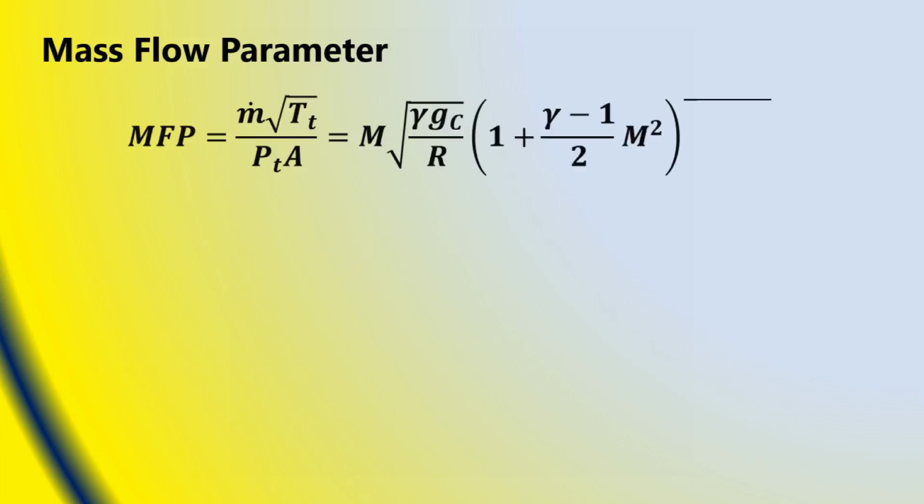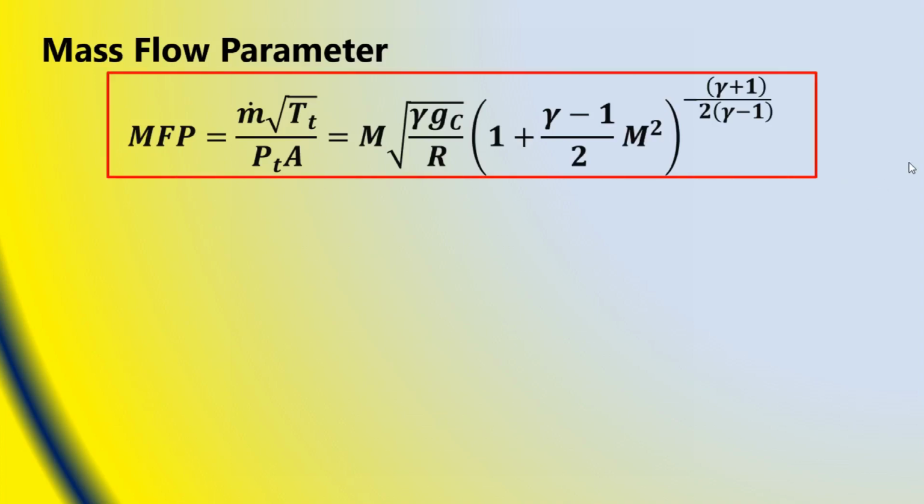MFP, or mass flow parameter, is equal to the mass flow rate, m dot, multiplied by the square root of the total temperature, T sub T, all divided by the product of the total pressure, P sub T, and the flow area. Alternatively, it can be expressed as the mass flow rate per unit area multiplied by the square root of the ratio of the specific heat capacity at constant pressure.